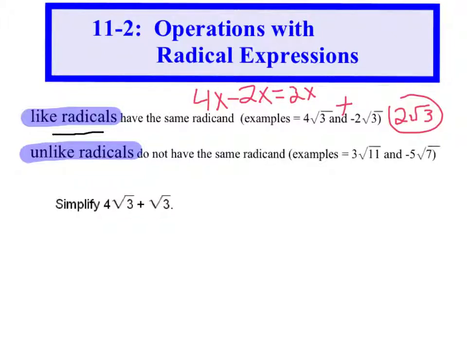Same thing. Unlike radicals do not have the same radicands. So here's a radicand, here's a radicand. These are different, so you cannot add these together. 3 square root 11 cannot be added to negative 5 square root 7. So this is simplified. So let's practice. 4 square root 3 plus 1 square root 3 equals 5 square root 3. And then that would be your final answer.